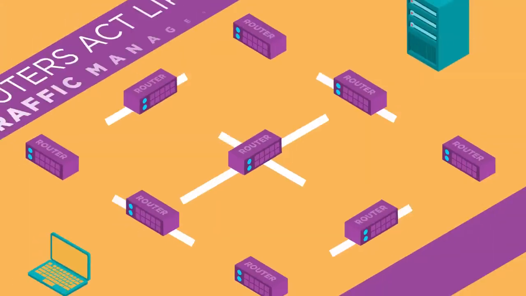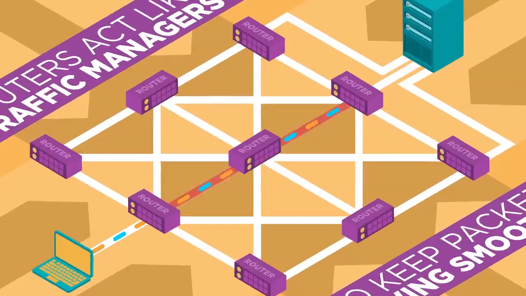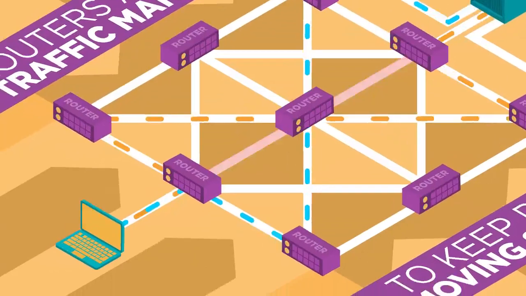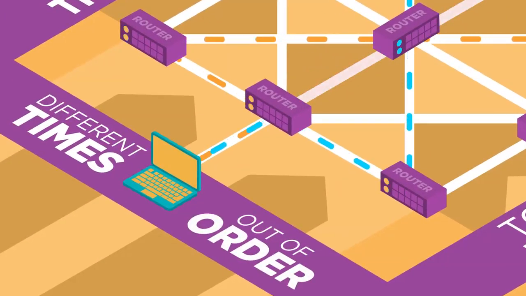Special computers on the internet called routers act like traffic managers to keep the packets moving through the networks smoothly. If one route is congested, individual packets may travel different routes through the internet, and they may arrive at the destination at slightly different times or even out of order. So let's talk about how this works.